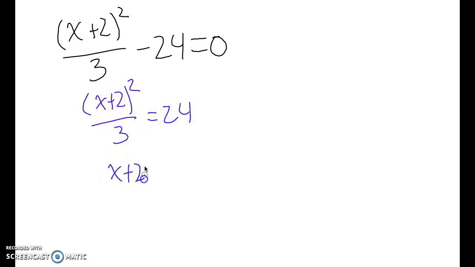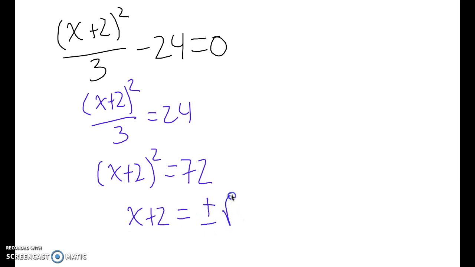So I get x plus 2 quantity squared equals 72. Now I can take the square root because I have the parentheses by itself. So I get x plus 2 equals positive or negative square root of 72. And then to finish off, I'm just going to subtract 2 from both sides. So it's x equals negative 2 plus or minus radical 72.